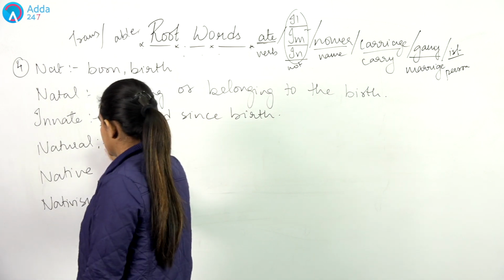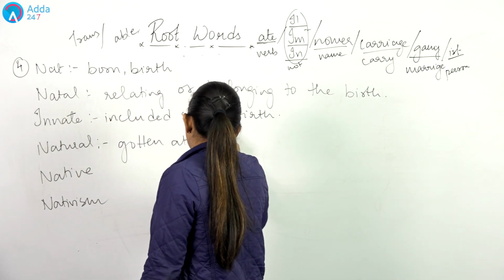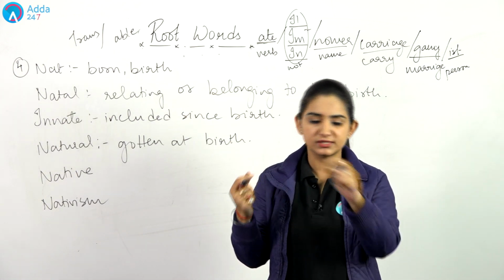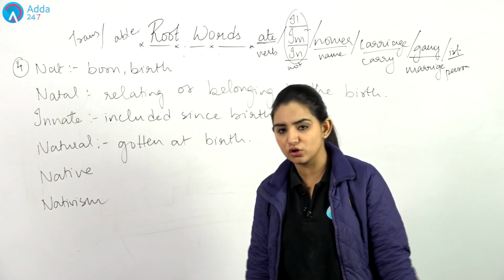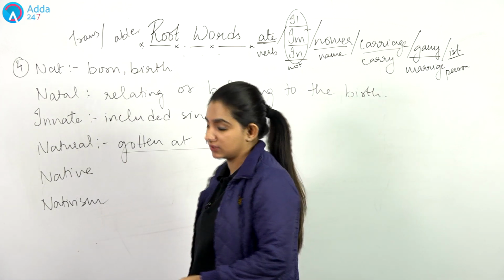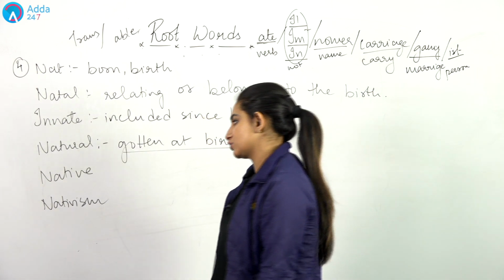Next is natural. Natural means what? Gotten at birth. For example, if somebody asks you, what is that mark on your face? What is that mark on your hand? What is that mark on your leg? So that's natural. That means you got that mark at birth. And something that you've got at birth, this is what we mean by natural.